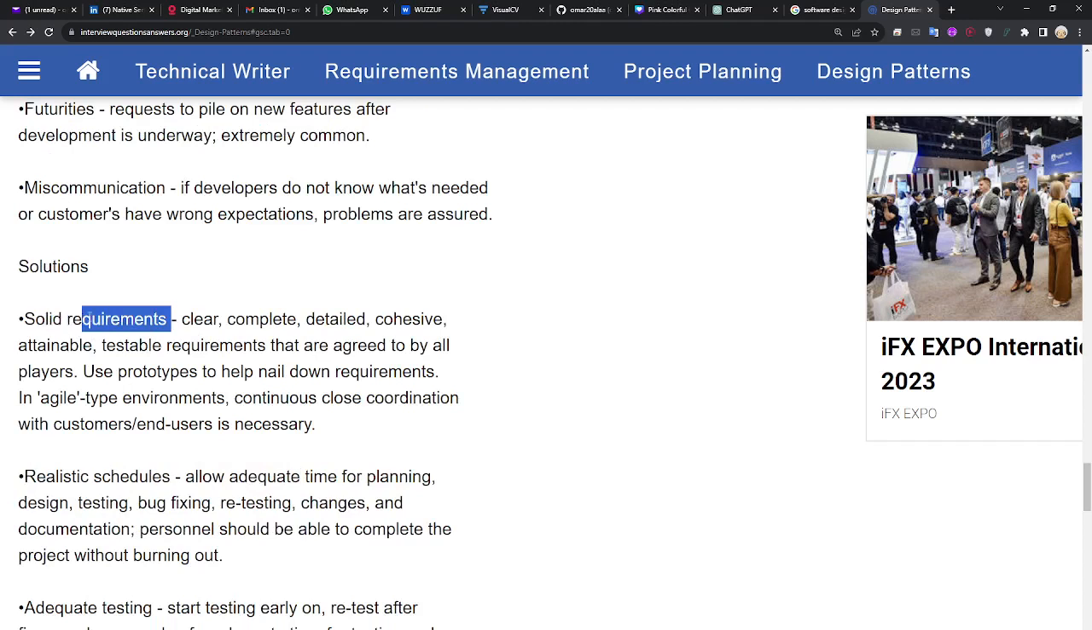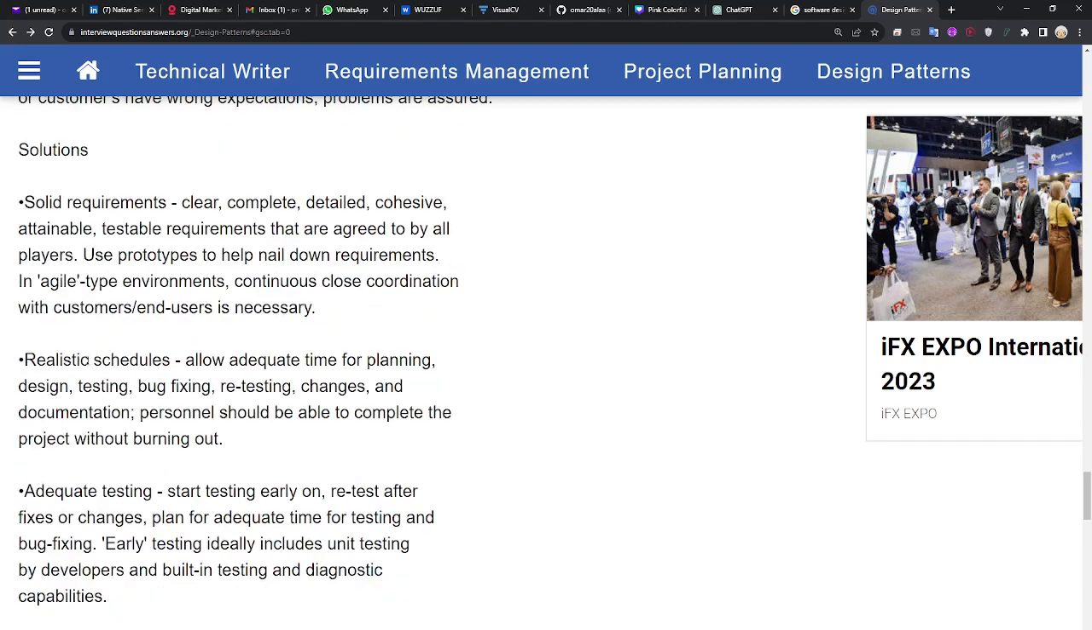اول حاجة solid requirements، ان requirements المتطلبات تبقى واضحة clear وكومبليت كاملة وديتيلد مفصلة وكوهيسيف وممكنة وتستable requirements that are agreed to by all players. Use prototype to help nail down requirements أو استخدم الأجايل environment عشان تحقق الهدف ده. Continuous close coordination with customer and users is necessary. و realistic schedules، يعني جدول واقعي تمام أو عملي.